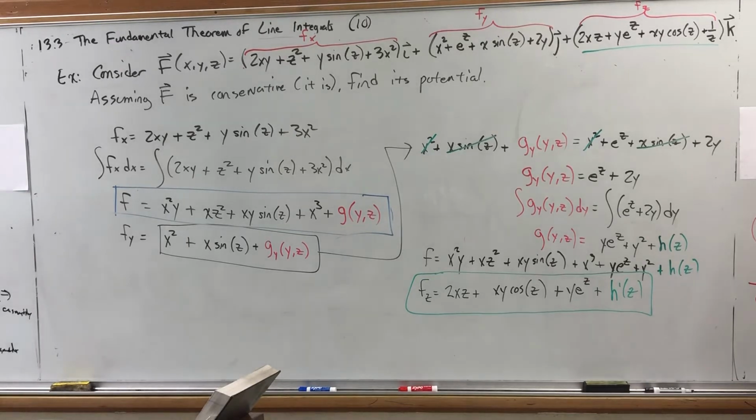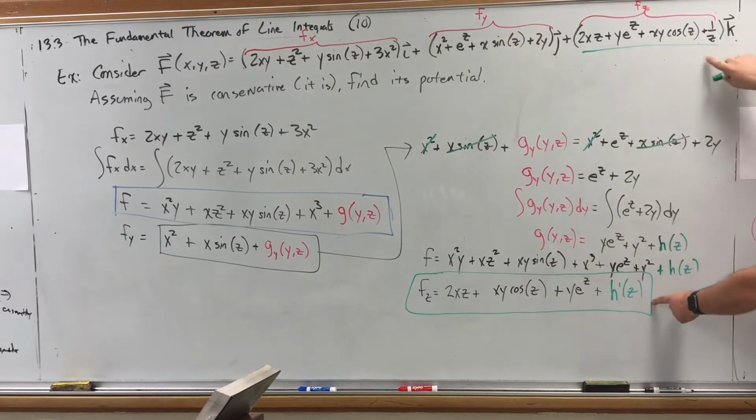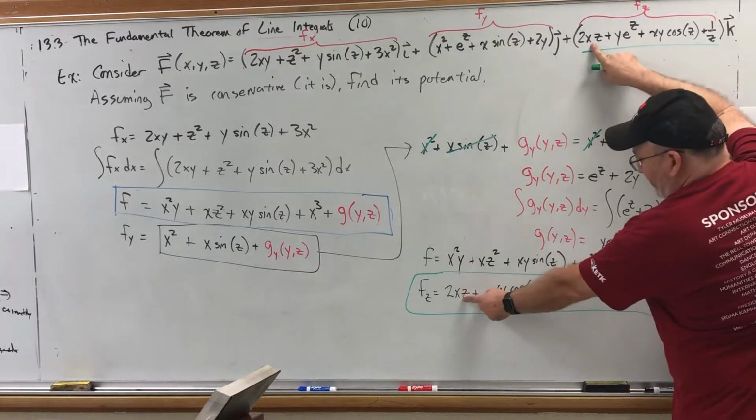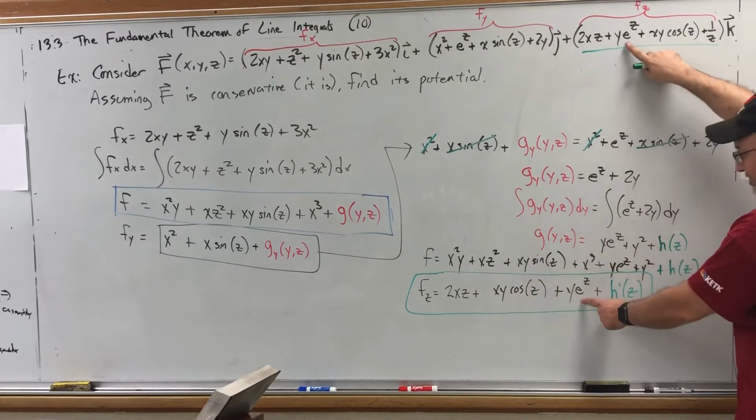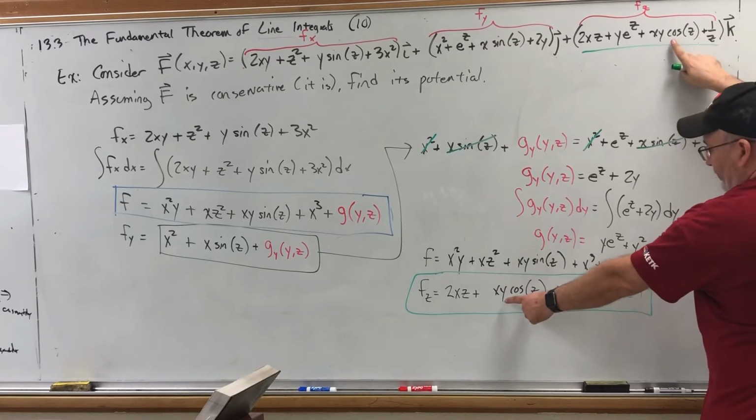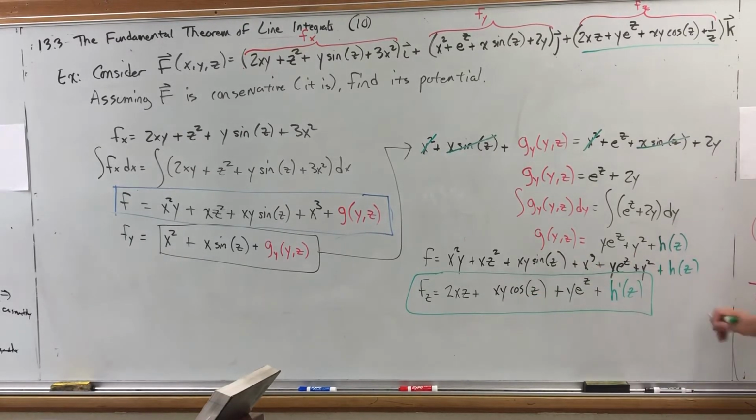If you'll notice, if we equated these two things, one boxed in green, one underlined in green, the 2xz's would cancel, the y e to the z would cancel, the x y cosine of z would cancel. The only thing left here would be h prime of z. And the only thing left here would be 1 over z. And hopefully you remember that the antiderivative of 1 over z is the natural log of the absolute value of z. We'll just say the natural log of z. I know it technically means an absolute value. Oh, plus a constant. Now we pick up our constant. So now we've got the last missing piece of the function that's hidden right here.